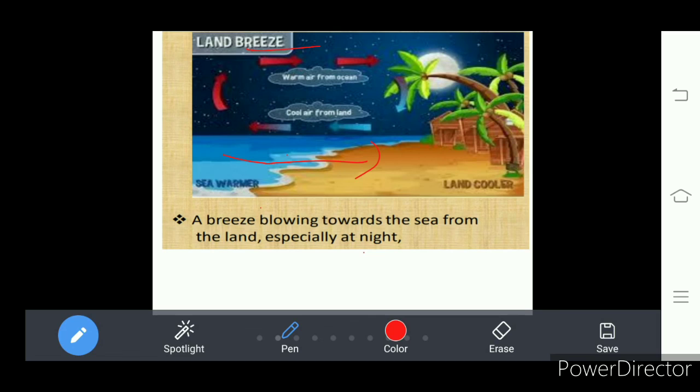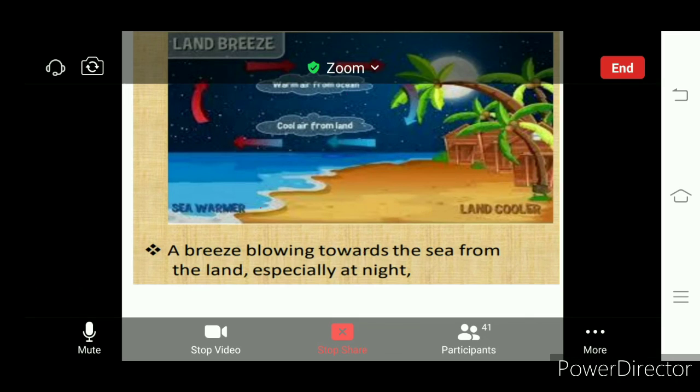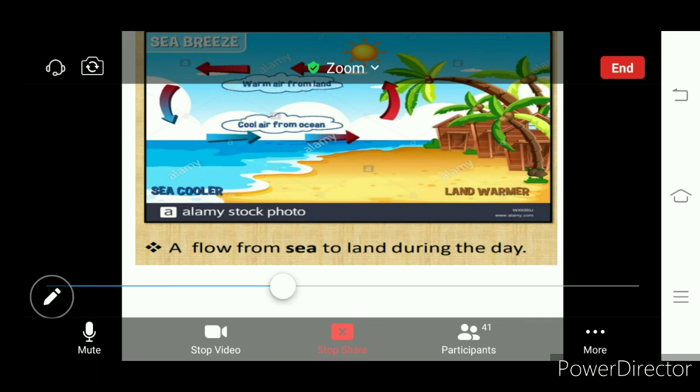So at night we find it is warmer on the oceans than on the land part. So warm breezes start coming from the sea and increase the temperature at the land part. In the daytime, it becomes reverse. Daytime insolation is received by the land part and water part. Land absorbs very fast and becomes hot very fast.